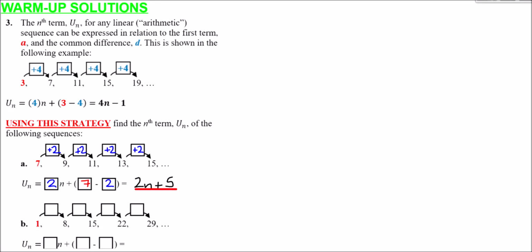In a similar way for this one, the common difference is 7. Let's go up in 7s. So we've got 7n, and this 1, we've got 1 minus what it's going up in. 1 minus 7 gives minus 6. So this un is going to be 7n subtract 6.